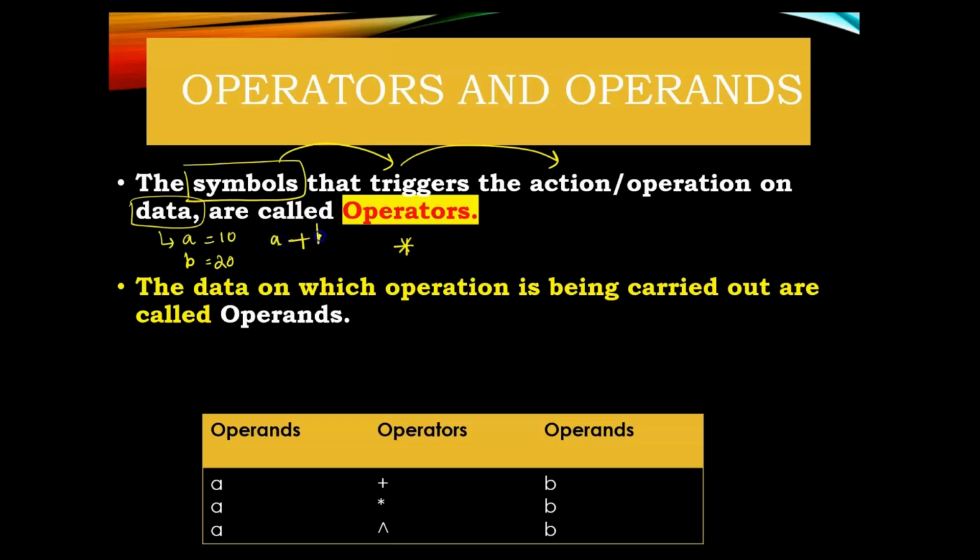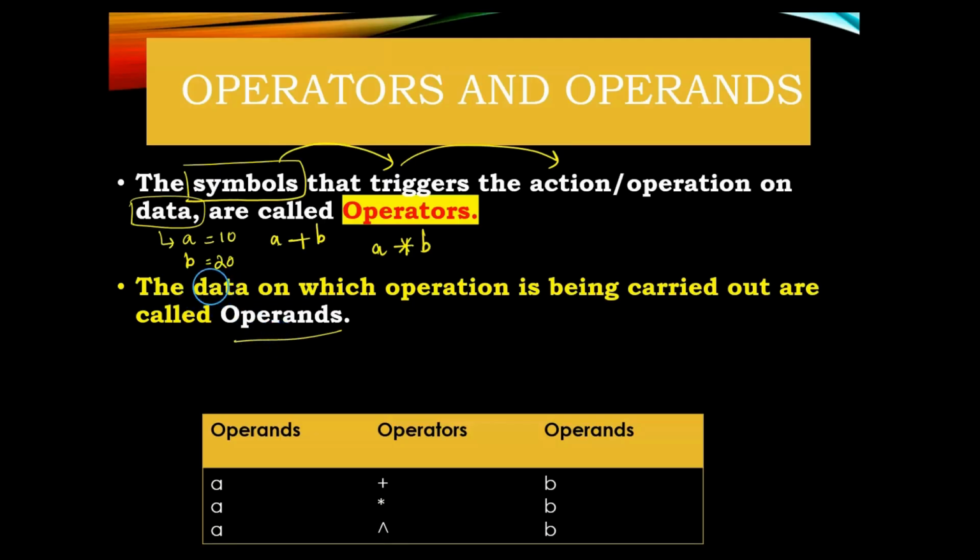If you want to add two data, it can be added like this. If you want to multiply any two data, it can be done like this. This is called an action. Multiplication is nothing but an action performed on both the data, getting the result as specified. Then what is meant by operands? The data on which the operation is being carried out are called operands.